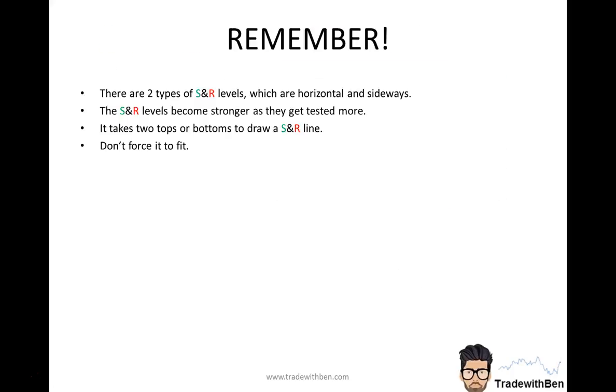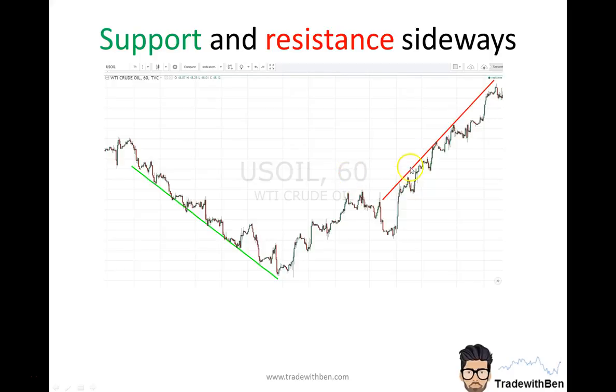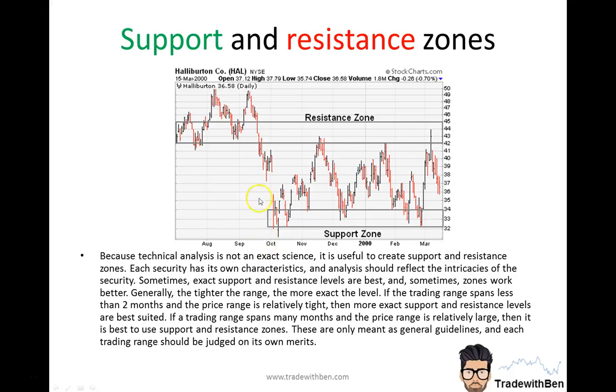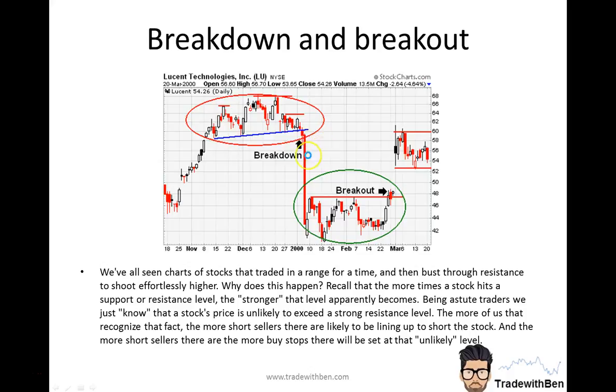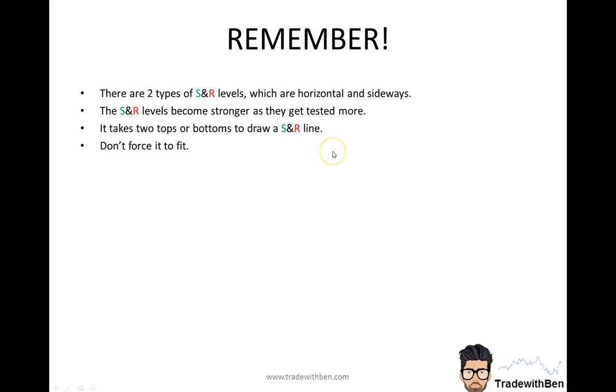So there are a couple of things you need to remember. So there are two types of support and resistance levels, which are horizontal and sideways, like I actually showed you right here. These are the sideways and these are the horizontal levels. So the support and resistance levels become stronger as they get tested more.